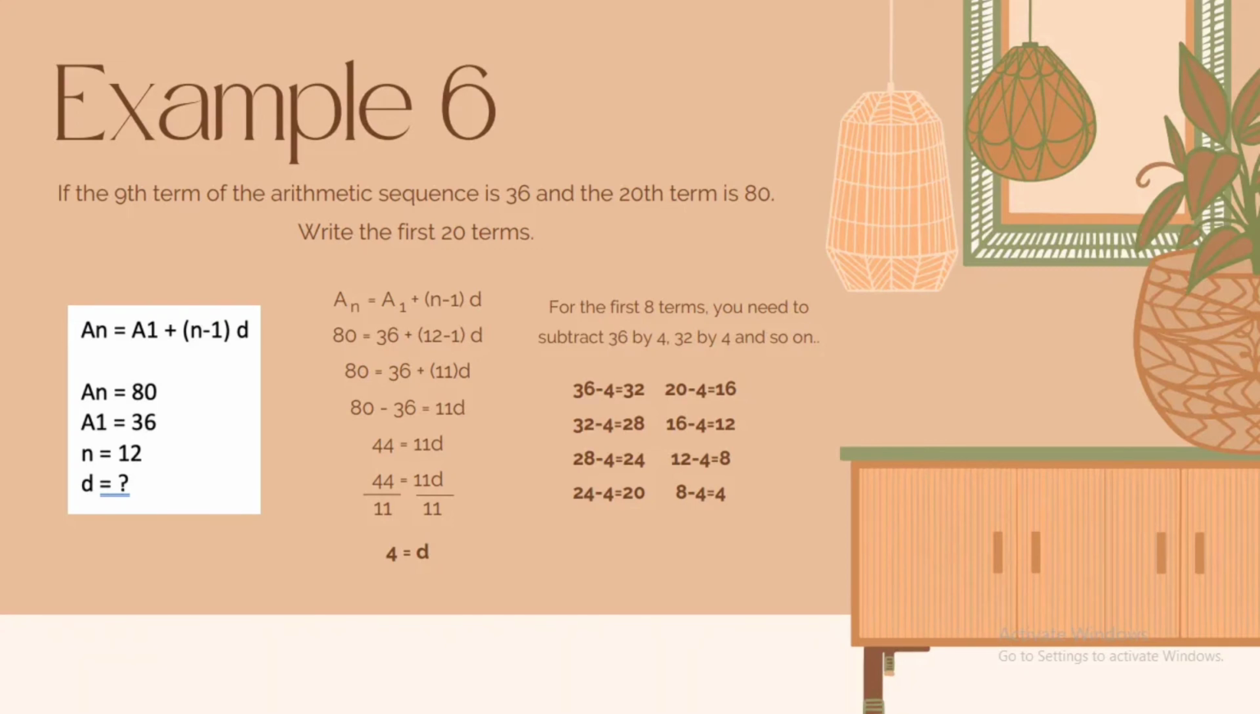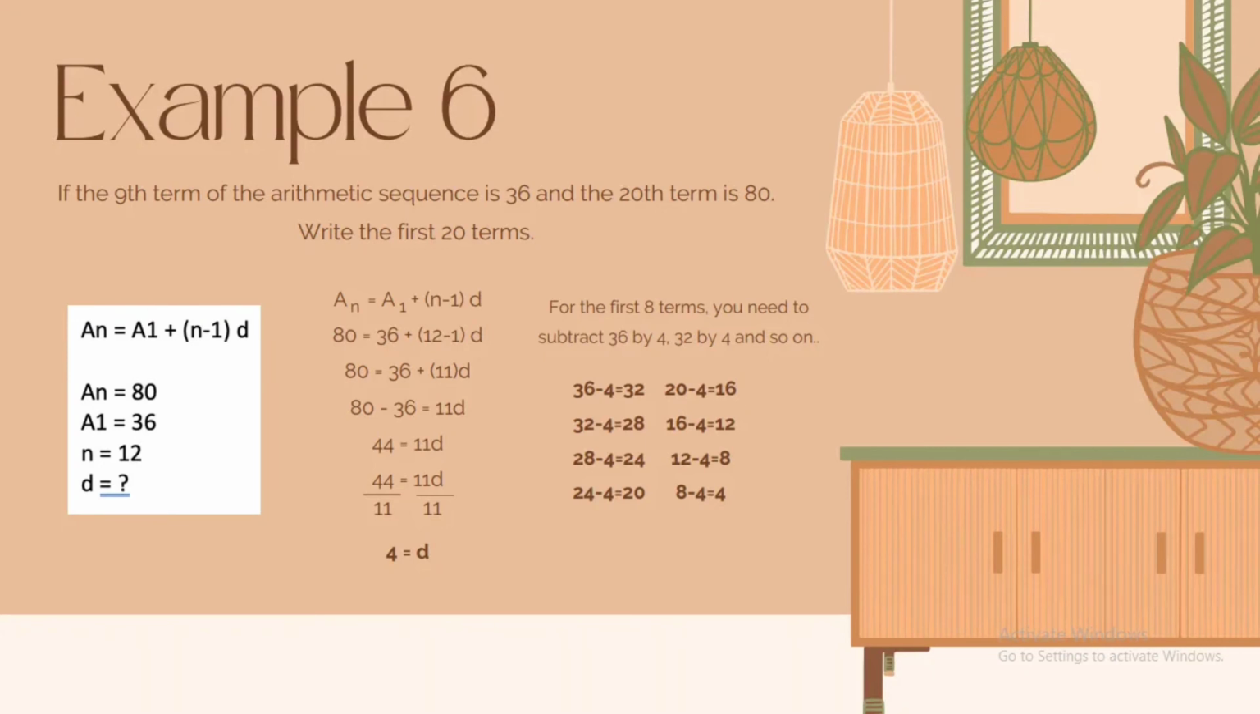And we need to divide both sides by 11. So we're going to have 44 divided by 11 is equal to 11d over 11. And we have our answer, d is equal to 4. For the first 8 terms, you need to subtract 4 from 36, 32 by 4, and so on.